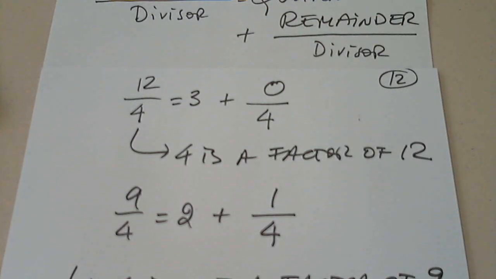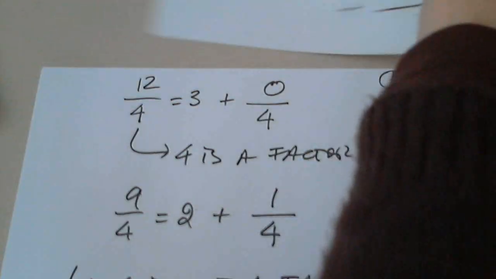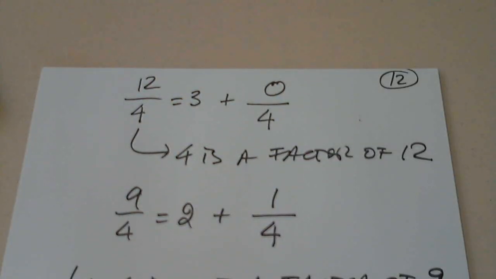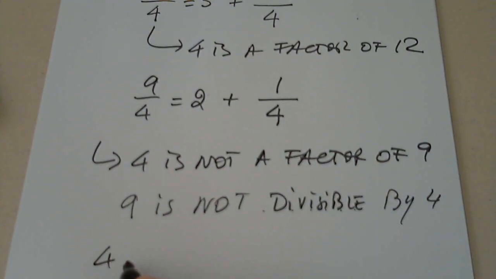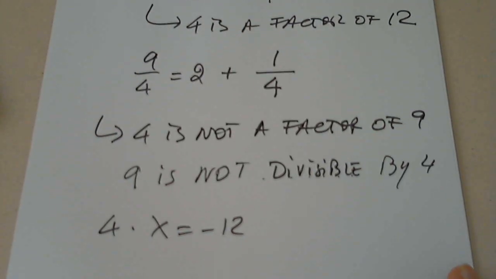Any? Let's do B. Let's do D. 4 multiplied by which number is negative 12? -3. Good, excellent. So, notice that I did not use a box.